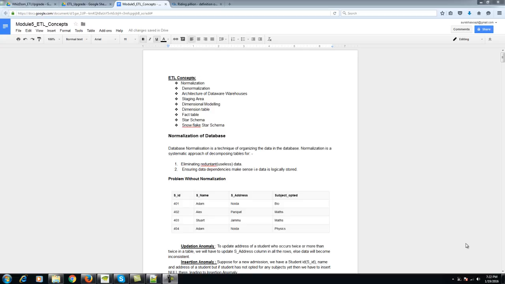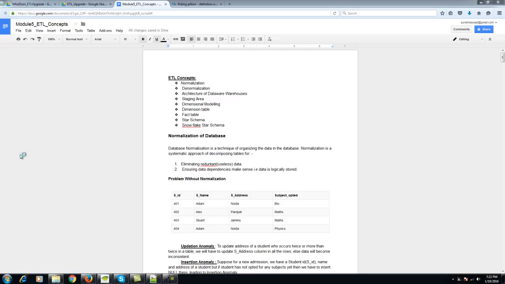Hi everyone, welcome to module 5 on data warehousing concepts. In this module, we'll be talking about the basic concepts in a data warehouse, and in the subsequent modules, we'll be talking in more detail about the other concepts of data warehouse. So the concepts which we are going to deal with today are these.